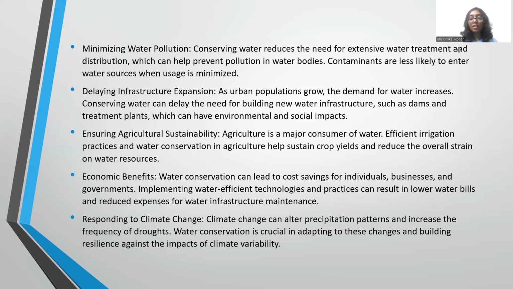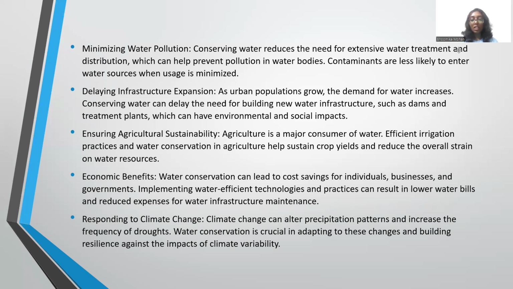Ensuring agricultural sustainability. Agriculture is a major consumer of water. Efficient irrigation practices and water conservation in agriculture help sustain crop yields and reduce the overall strain on water sources. Economic benefits: water conservation can lead to cost savings for individuals, businesses, and governments. Implementing water efficient technologies and practices can result in lower water bills and reduced expenses for water infrastructure maintenance.